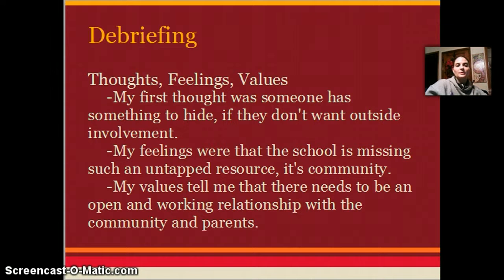My feelings were that the school is missing such an untapped resource, its community. The community holds so many valuable things for these students. It only could better the school if the community was actually involved. And my values tell me that there needs to be an open and working relationship with the community and parents. They are the ones who know these kids. They're the ones these kids go home to. These are the people these kids go and work for. So we need to start fostering that relationship as soon as we can.